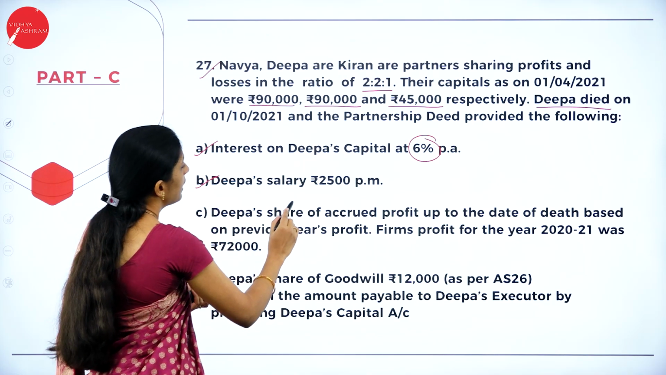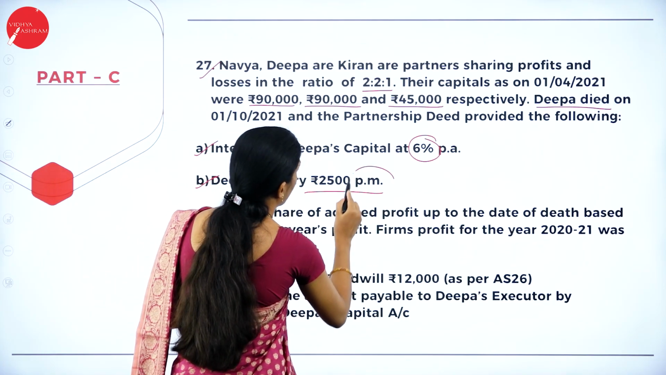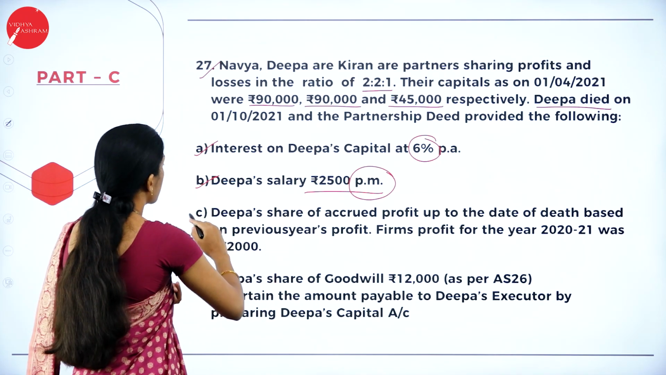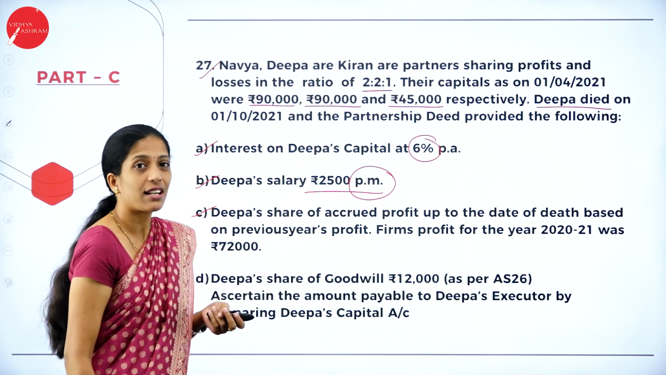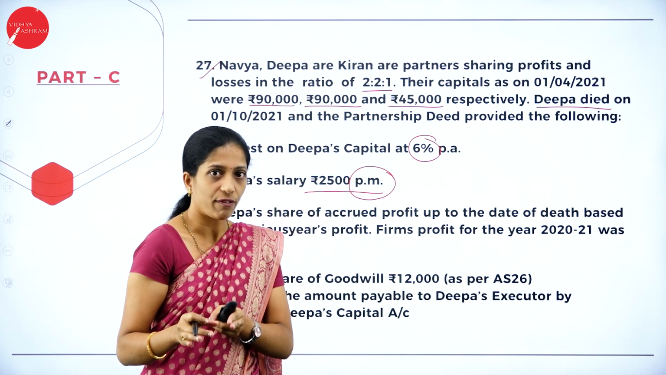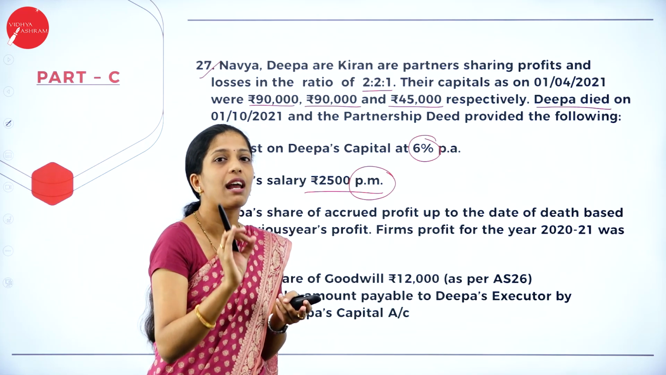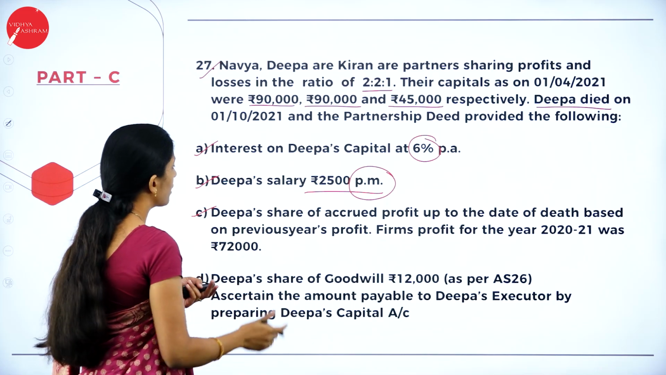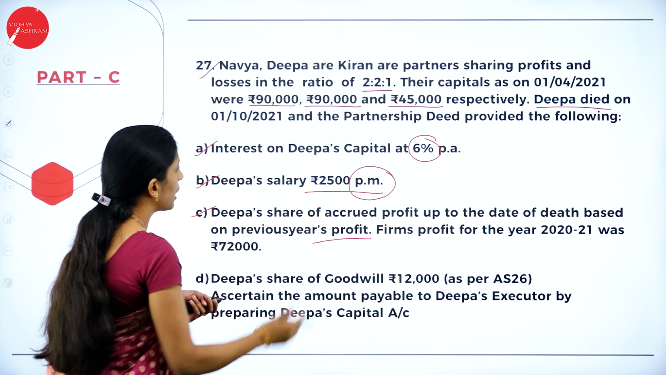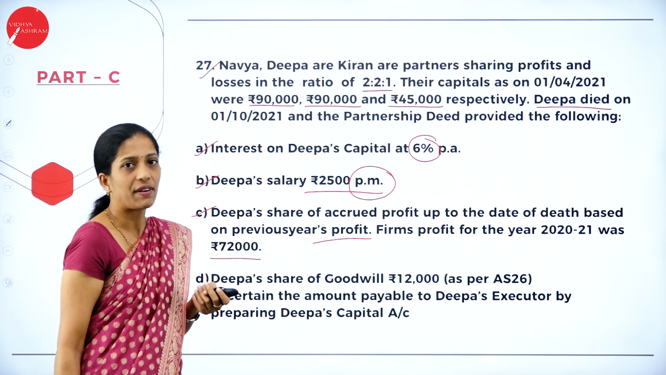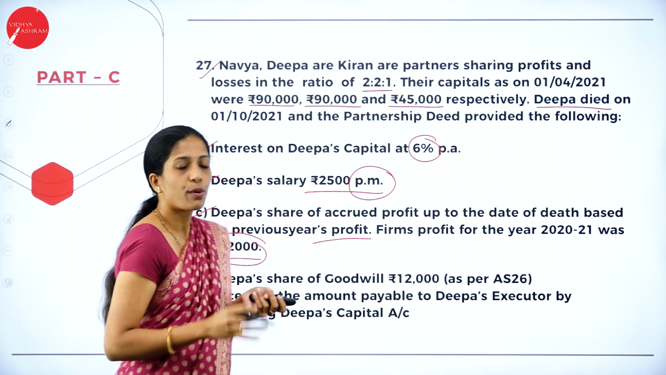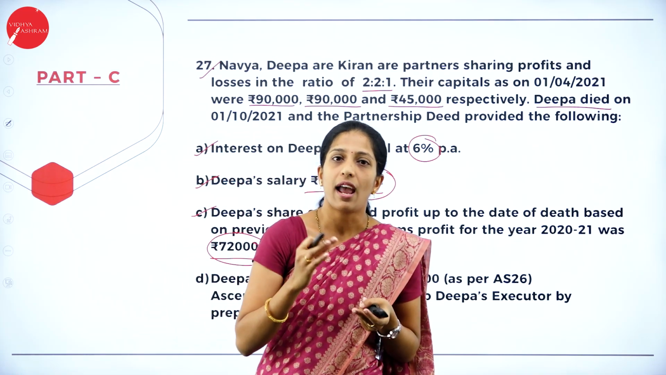Then Deepa's salary 2,500 per month. You have to be careful whether they have given per annum or per month. Okay. Next, Deepa's share of accrued profit up to the date of death. In the sense, from the last financial year till the date of death. So we have to calculate what is the accrued profit. So it will be based on previous year profit. So firm's profit for the year 2020-21 was rupees 72,000. So here they have given previous year profit 72,000. So based on that we have to calculate the accrued profit.